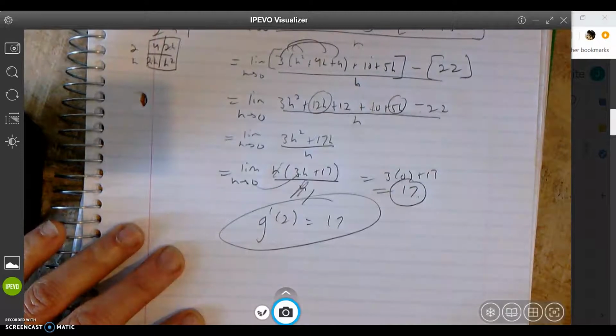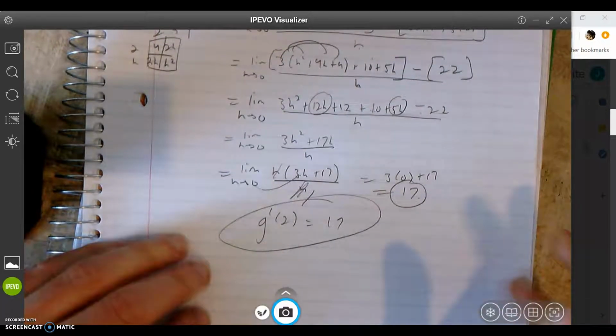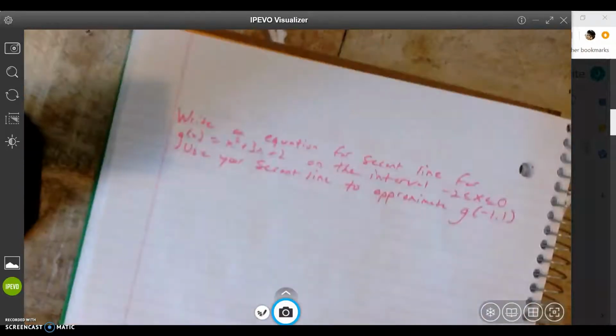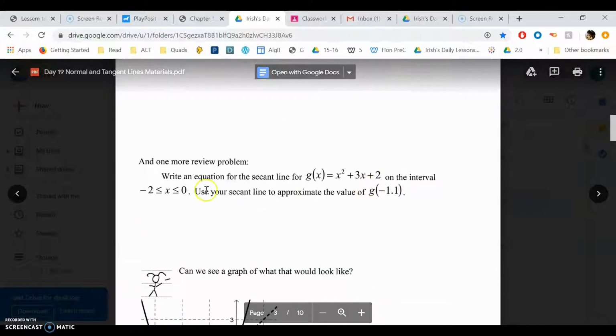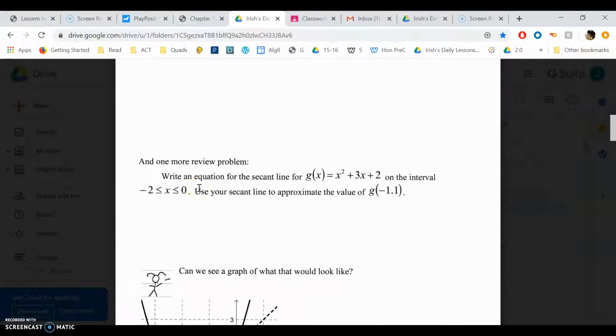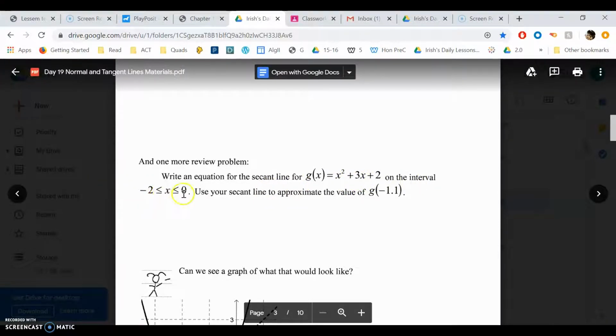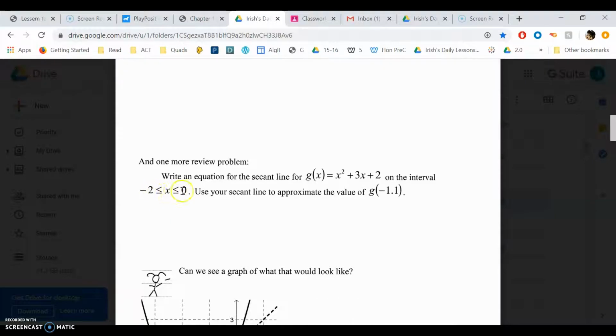There we go. Nice. All right, so why do we need to know that? Well, let's take a trip down memory lane, okay? Let's go back to our notes here. So more review problem. This is what we did before. Write an equation for the secant line of g of x squared plus 3x plus 2 on the interval -2 is less than or equal to x is less than or equal to 0. So between -2 and 0, that's what that means. Use your secant line to approximate the value of g of -1.1.